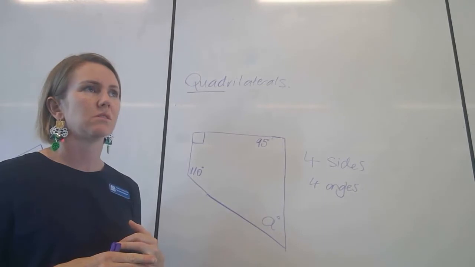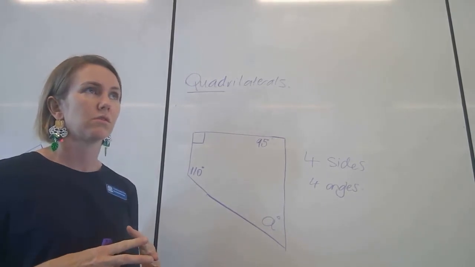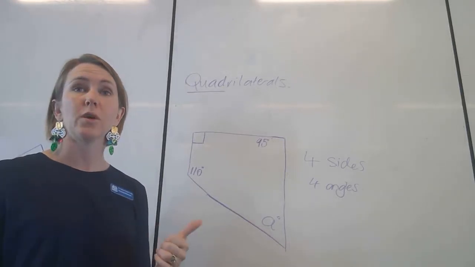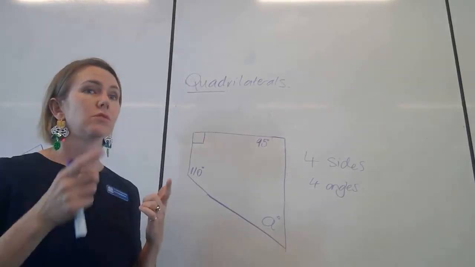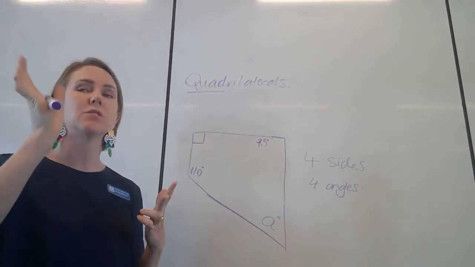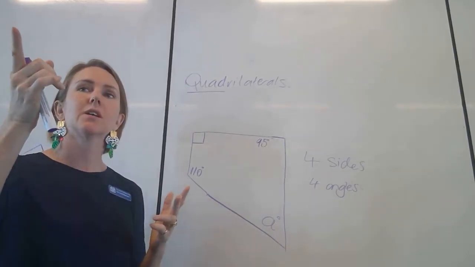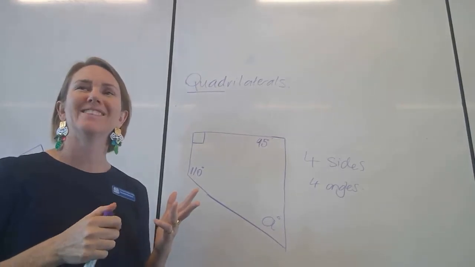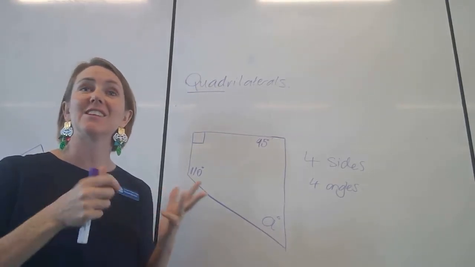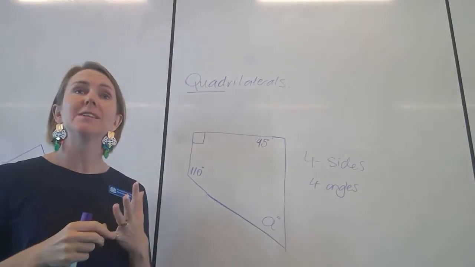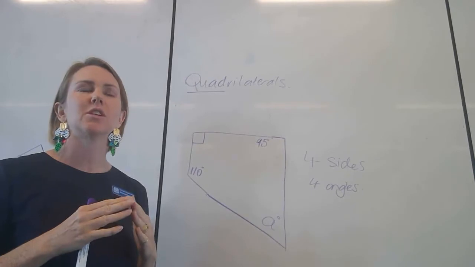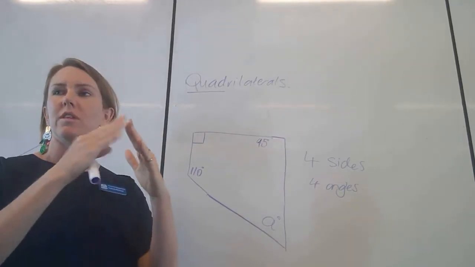It's actually 5 I can think of. Let's see if we can get them all. Square, rectangle, rhombus, which is like the tilted square. Diamond. That's 6 actually now. Trapezium. And the other random one is the kite, which looks a little bit like a diamond, but 2 sides are shorter than the other 2.